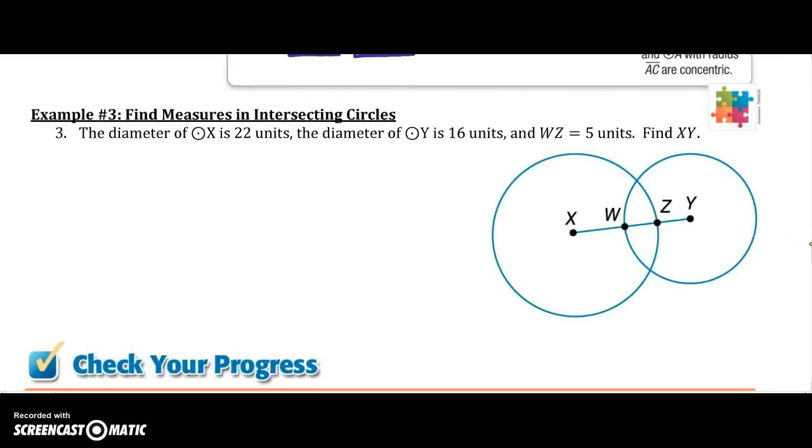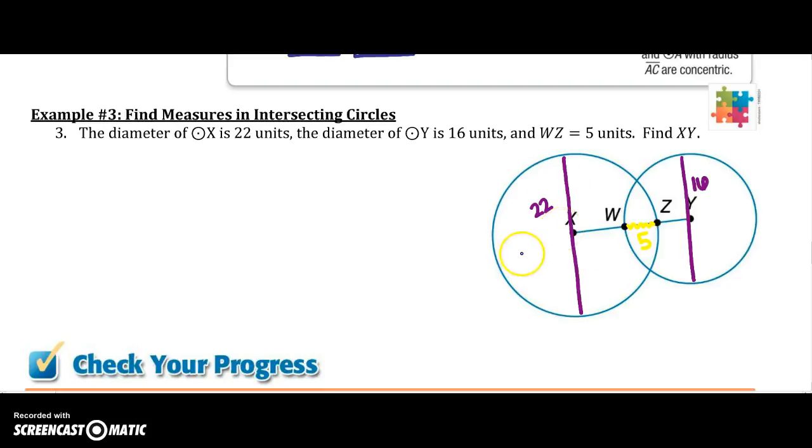Find the measures of intersecting circles. So the diameter of circle X is 22 units. The diameter of Y is 16 units. I also know that WZ is 5 units. I need to find XY.